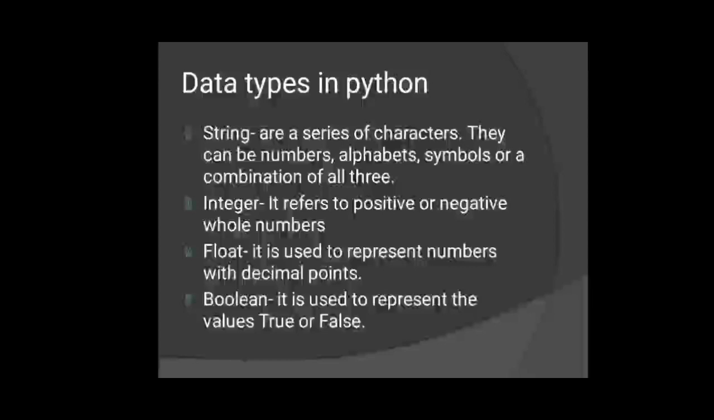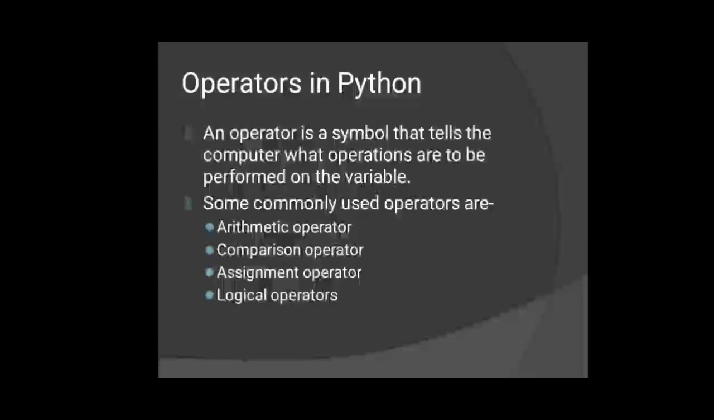Second, integer, which refers to positive or negative whole numbers. Third, float, which is used to represent numbers with decimal points. And last, boolean.